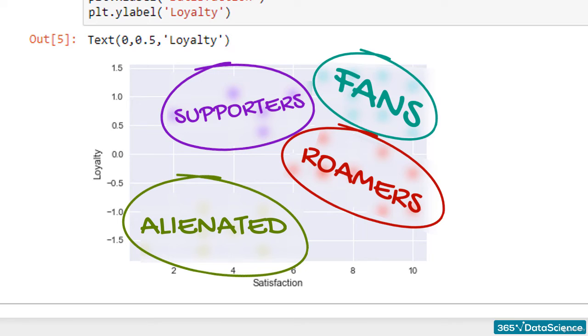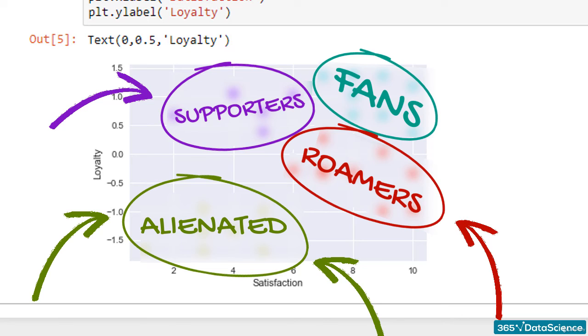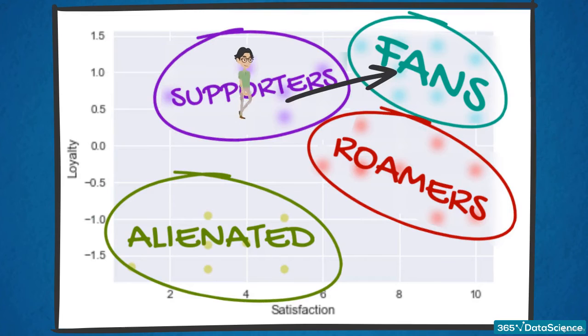Naturally, we must analyze what we see. Data science is about storytelling and making sense of numbers. We have 4 groups, but only one of them is favorable: the fans. Cluster analysis indicates the problem. Some customers are dissatisfied, others are disloyal. However, we must figure out how to solve the problem ourselves. What are some ideas a data scientist and management will come up with? It makes sense to focus our efforts to turn supporters into fans by improving their shopping experience.